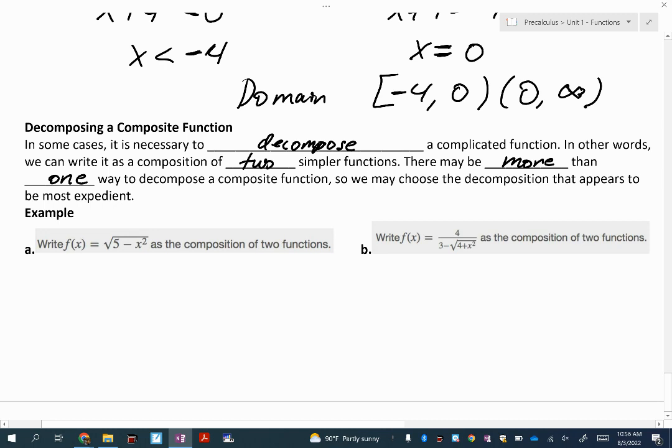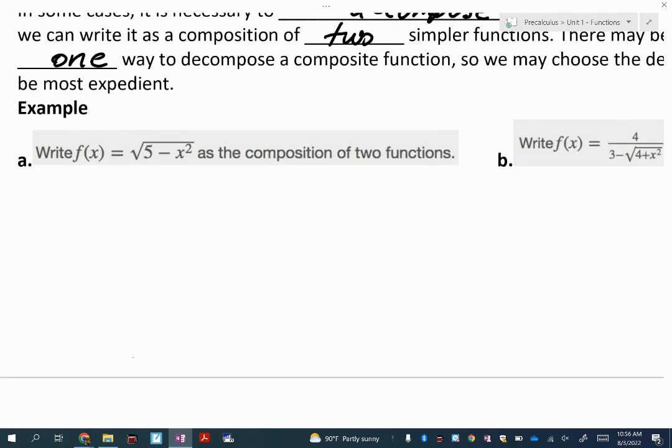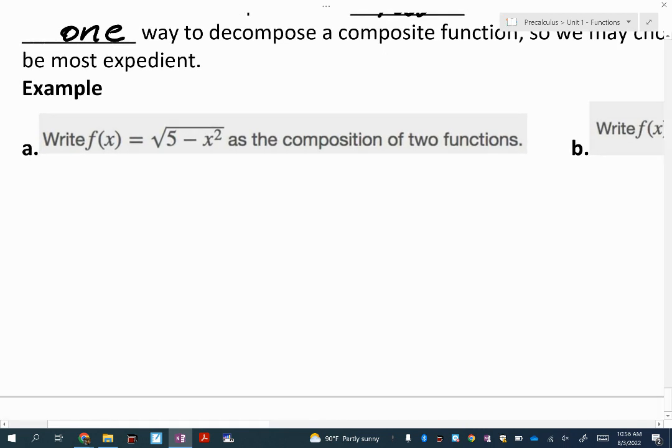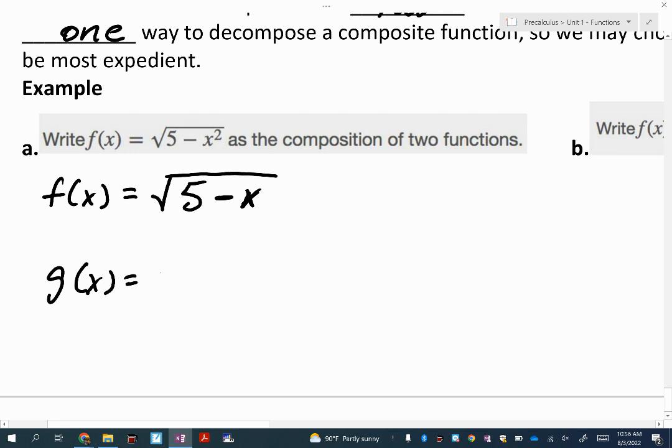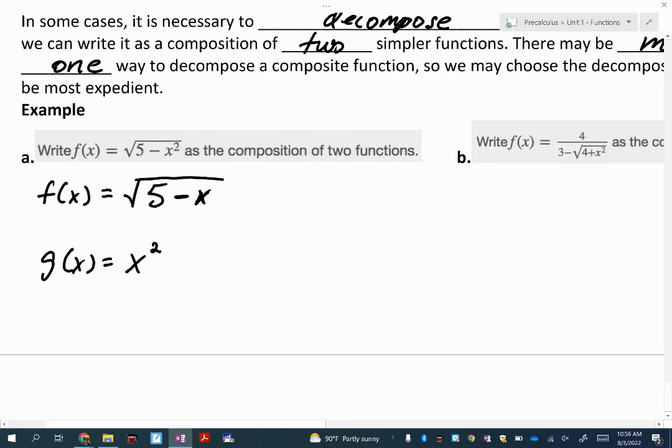So the way that I decide to do A and B might be different than the way that you do it, okay? When I look at letter A, it says to decompose this into 2 functions. What I did was I wrote that the outside function, the function where I write the box, is going to be the square root of 5 minus x. Because then if I wrote that as 5 minus box, I would need to plug x squared into that box. So if I did f of g of x, it would become the square root of 5 minus x squared.